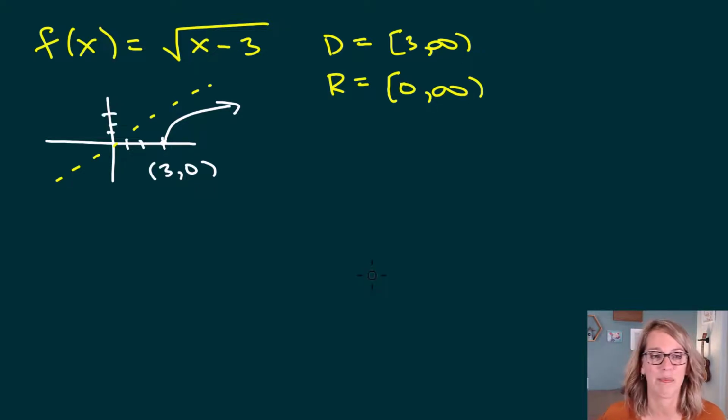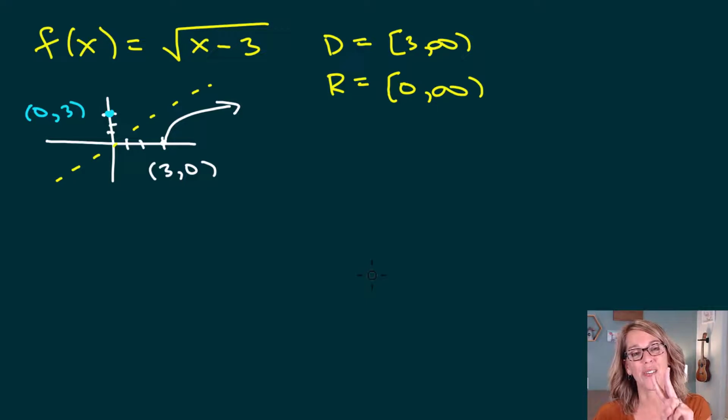Let me draw this in blue. So now I've got the point (0, 3). There's my xy swap. This also means that it needs to be a mirror image across this diagonal, y equals x, and it ends up like this. So I end up with just half of a parabola.